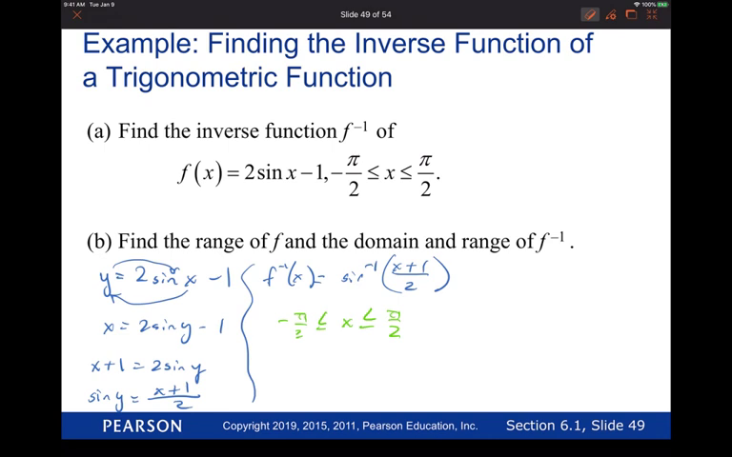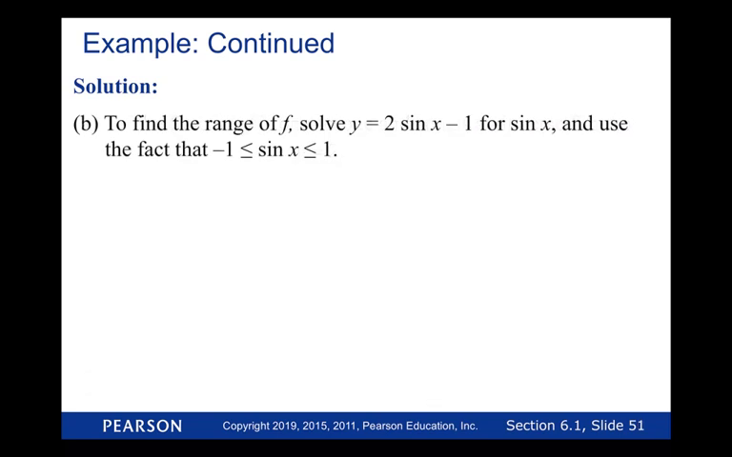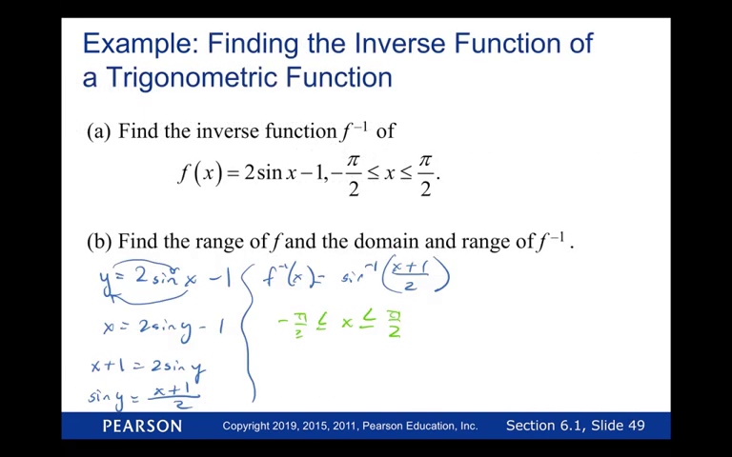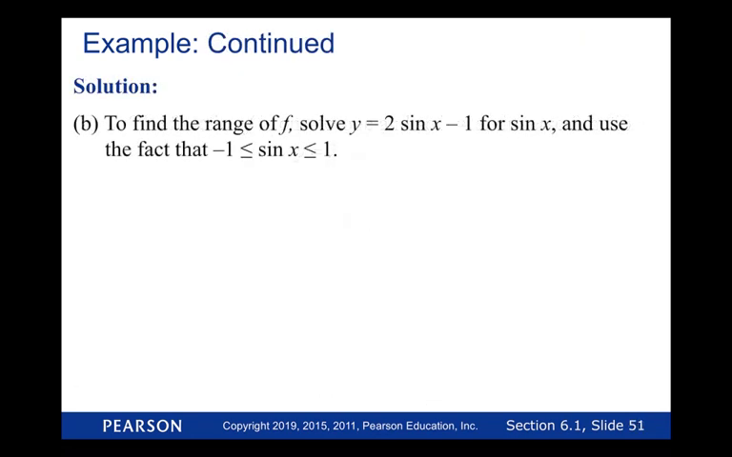Okay. So for the range, again, to find the range, solve y equals 2 sine of x minus 1. I'm going to rely on this slide for this one. It says that y equals 2 sine of x minus 1, and then we have that sine of x goes from negative 1 to 1. So if we add 1 and divide by 2, okay, I get it now. I think I can do it. I'm going to go ahead and do it.